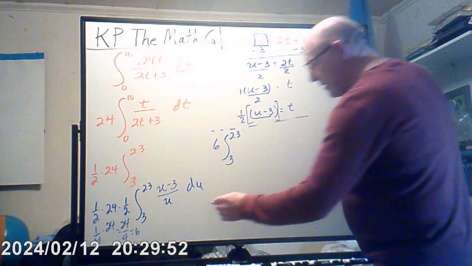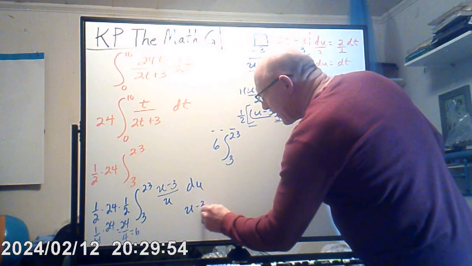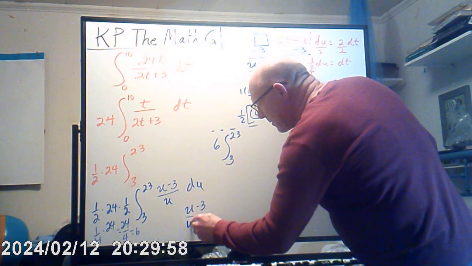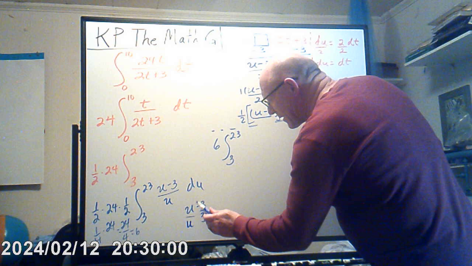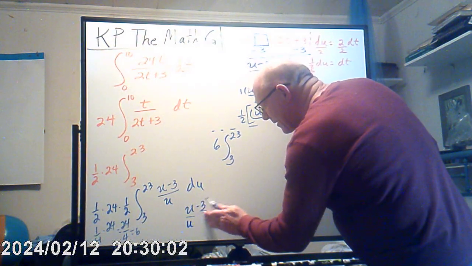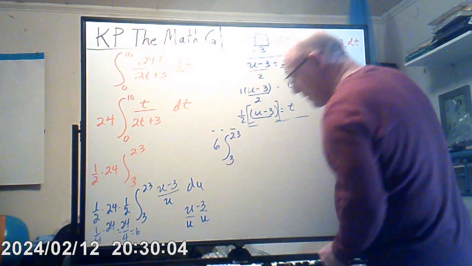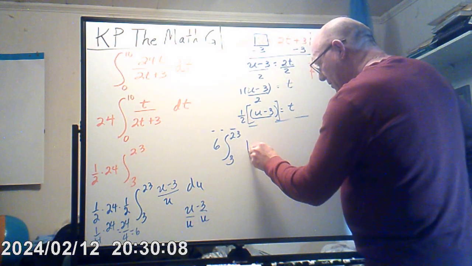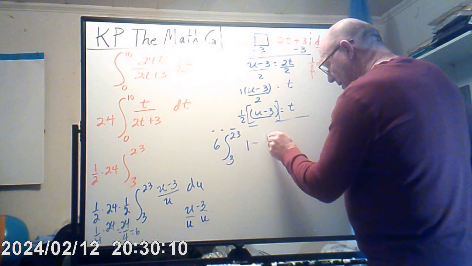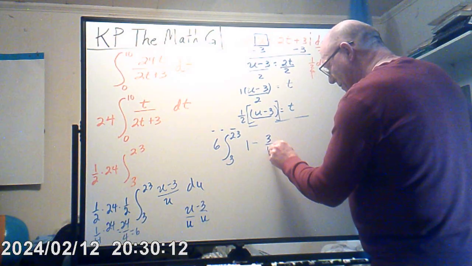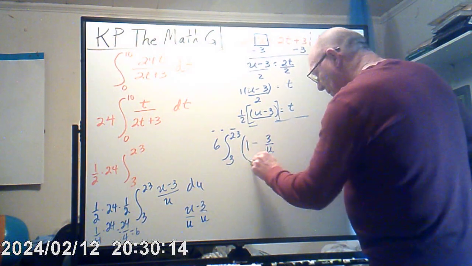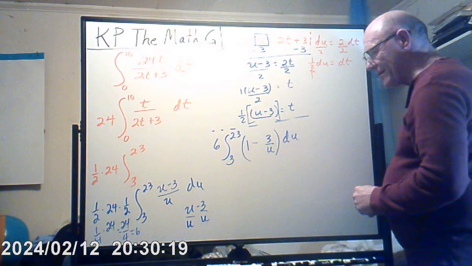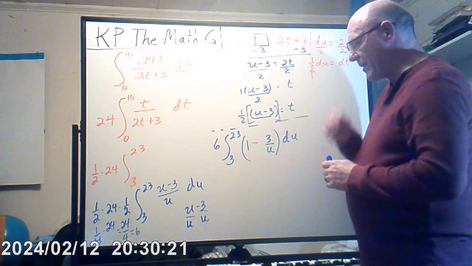Let's take this u minus 3 over u, like this: u over u minus 3 over u. u over u is 1. So 1 minus 3 over u. Now I do like that.